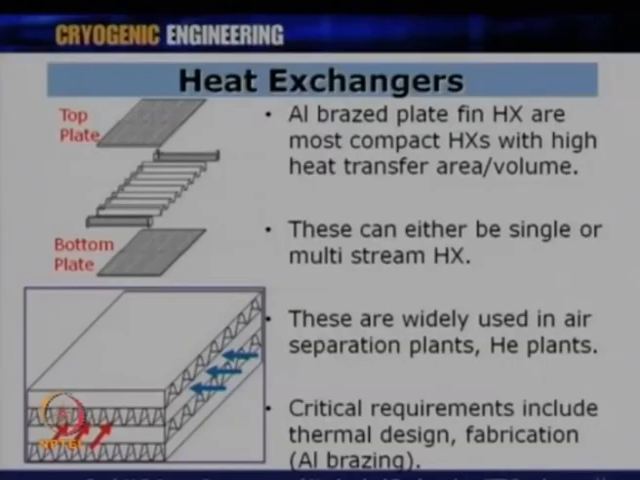So, coming back, the critical requirement in this is the thermal design and fabrication, because aluminum brazing is not a very simple process. Because aluminum gets oxidized immediately, aluminum brazing requires a lot of pre-processing and post-processing. So, thermal design is very important depending on the fins, fin efficiency, types of fin, etc. At the same time, the fabrication process also is a very demanding process, and aluminum brazing is done in a vacuum environment or a controlled environment, and therefore, this is a very special class of manufacturing or brazing.